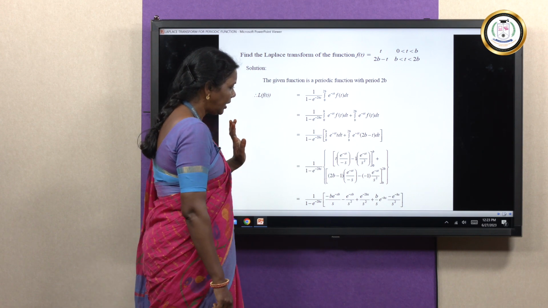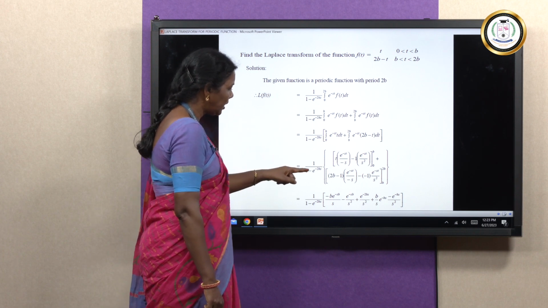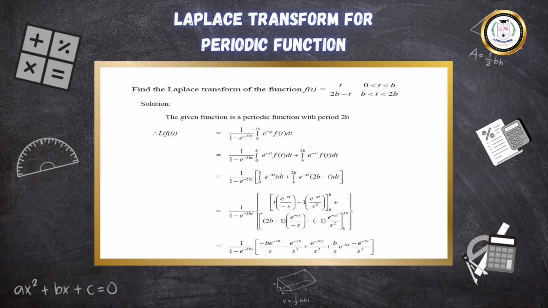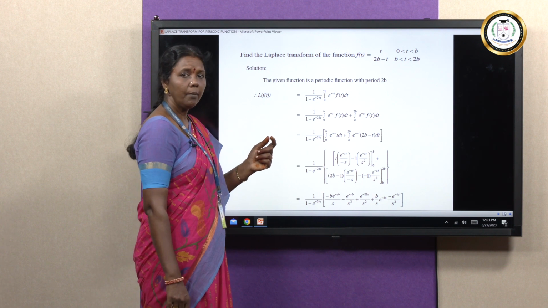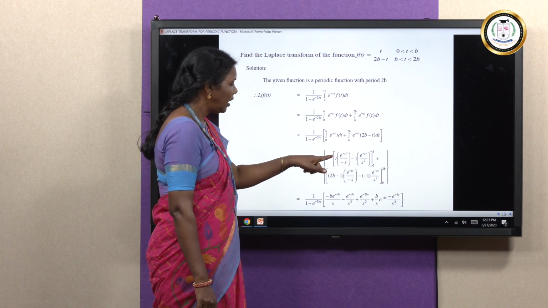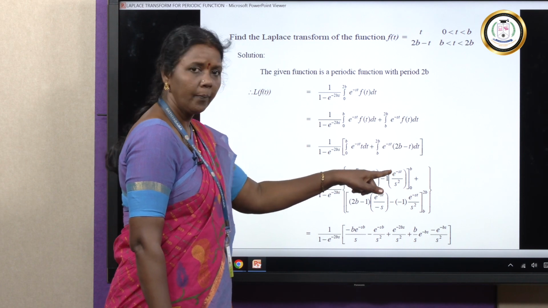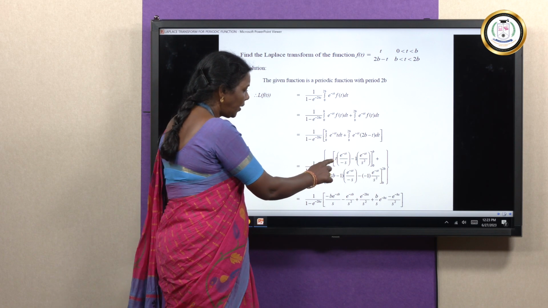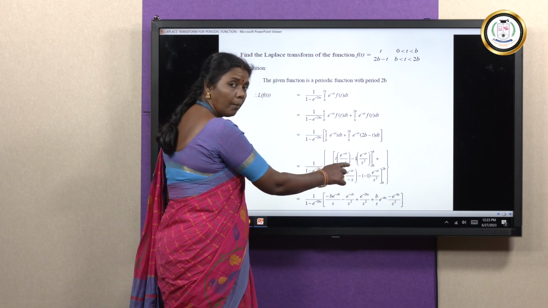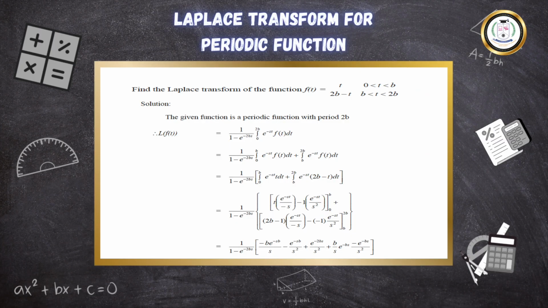And now we are going to integrate, and substitute the limits here. So 1 by 1 minus e power minus 2bs times t into e power minus st by minus s. Here, since it is a product of two terms, we have used integration by parts, the Bernoulli formula. We have used Bernoulli's formula straight away. So t is u, dv is e power minus st, uv minus u dash v1. So it is t e power minus st by minus s, minus 1 into, differential of t is 1, and the integral of e power minus st by minus s is again e power minus st by s squared.